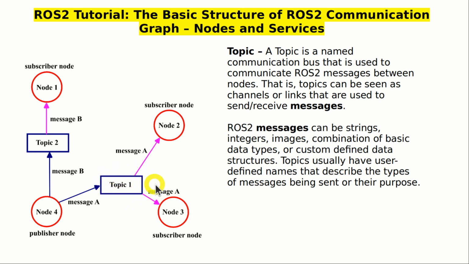From everything being said so far, we can see that we have publisher nodes and we have subscriber nodes. Publisher nodes are the nodes that are publishing messages, and subscribing nodes or subscriber nodes are nodes that are receiving messages from the topic. And the topic can be seen as a communication channel. On the other hand, we can see that node 4 publishes a message B to the topic 2. On the other side, we have node 1 that is a subscriber node to the topic 2, and it receives message B.